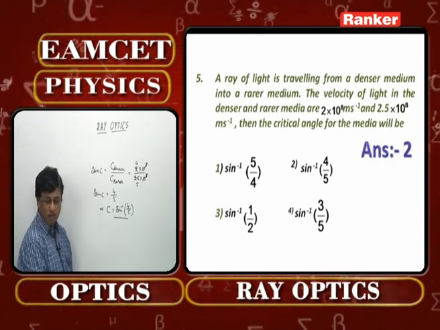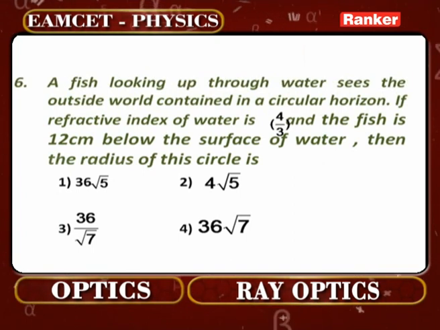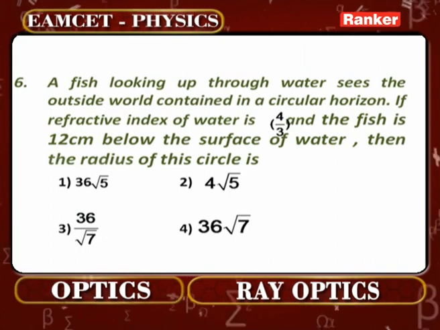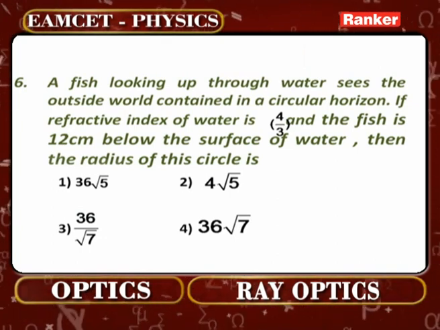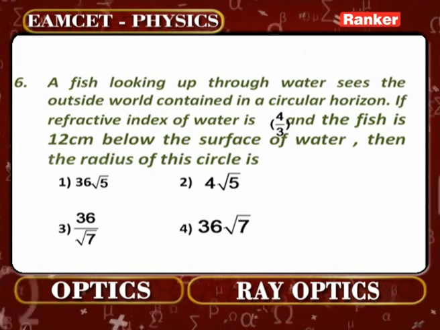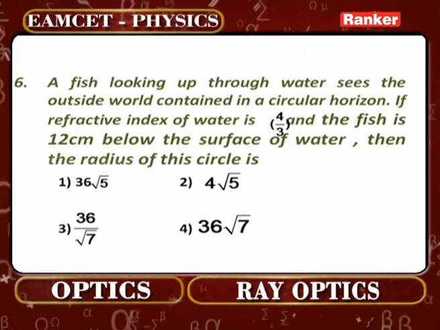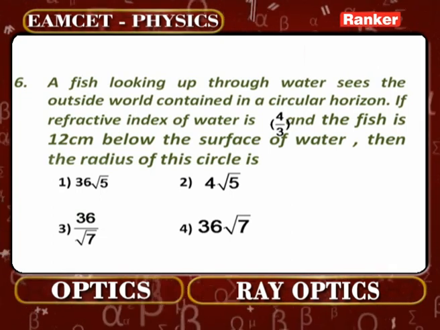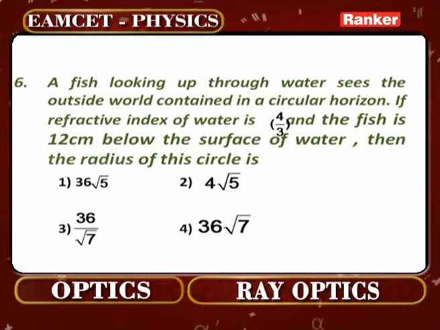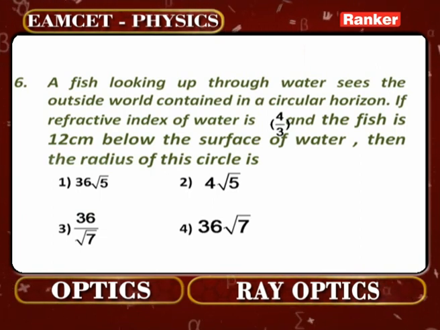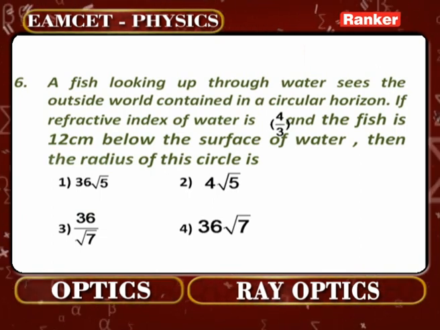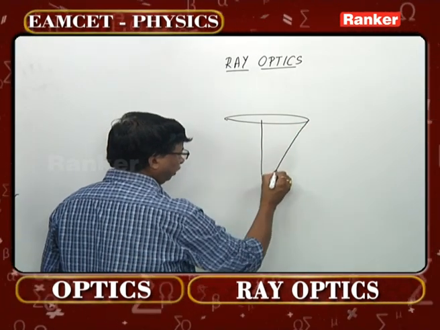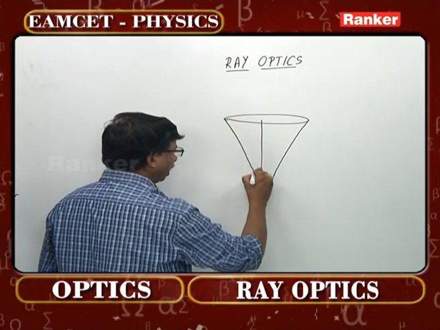Okay, let us check the next problem, that is problem 6 please. A fish looking up through water sees the outside world contained in a circular horizon. If the refractive index of water is 4 by 3 and the fish is 12 centimeter below the surface of water, then the radius of this circle is how much? Already I have told you this is one of the excellent applications of total internal reflection.